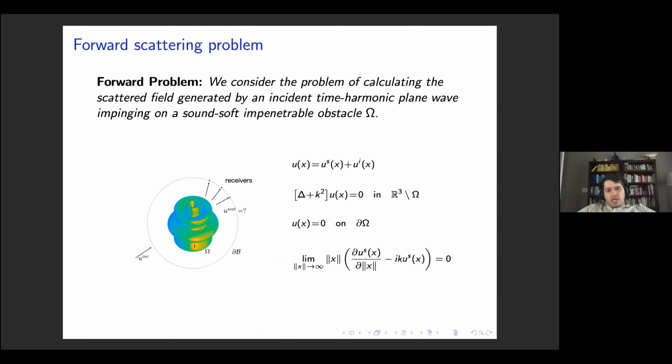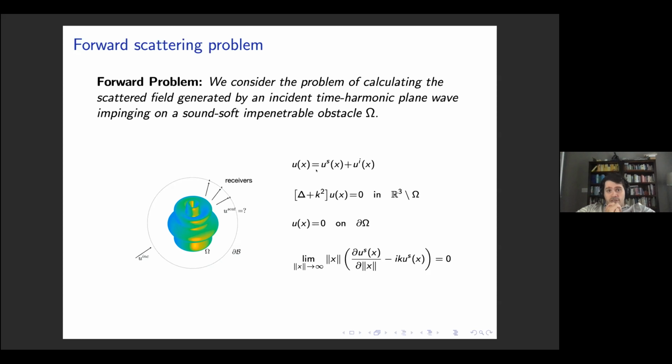We send a wave at this obstacle, and in the forward problem, we want to know what is going to be the scattered field of this wave, or of this obstacle. So to obtain this scattered field, we have to solve the problem shown on the right of this slide, where the total field is going to be equal to the scattered field plus the incident field. This total field is going to solve the Helmholtz equation in the domain outside of the obstacle.